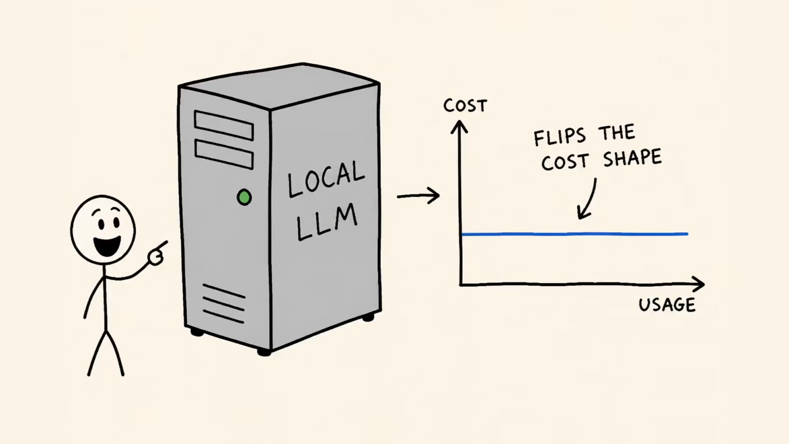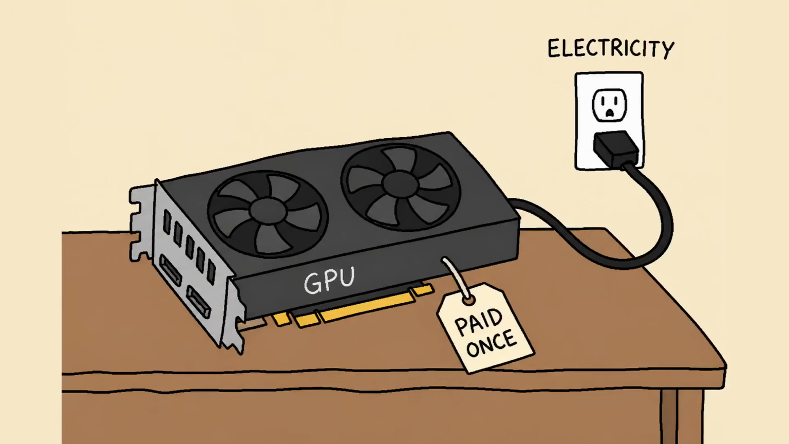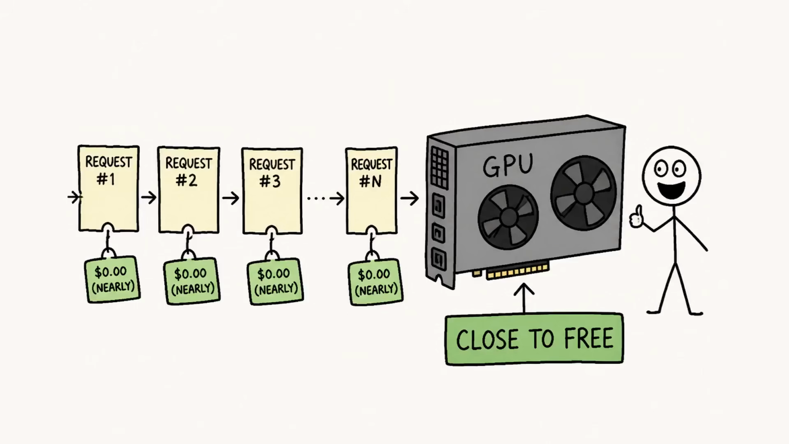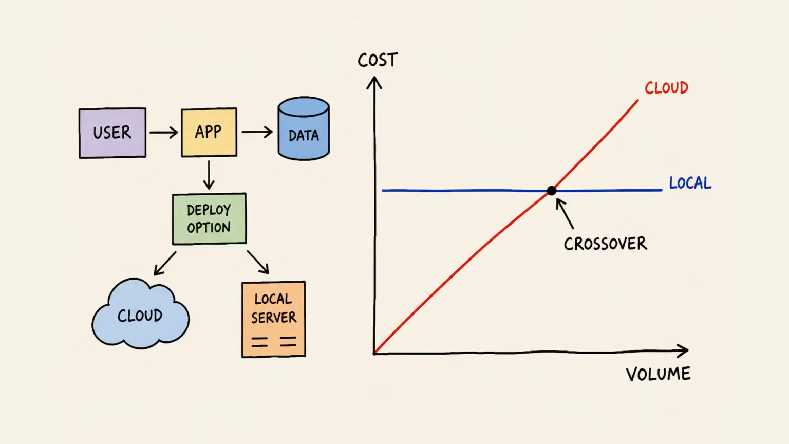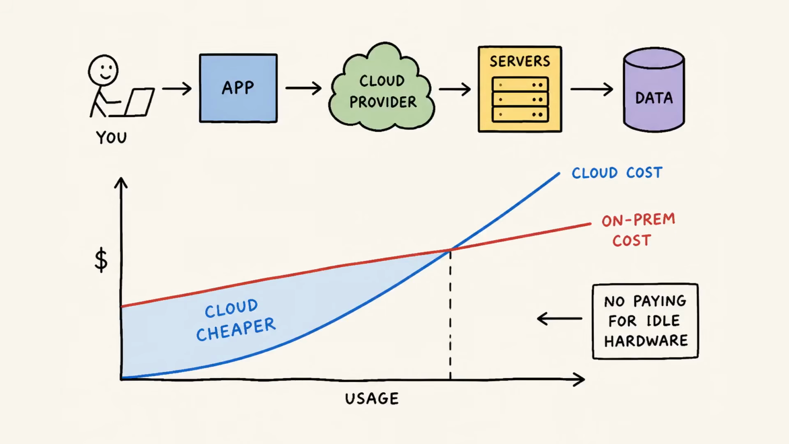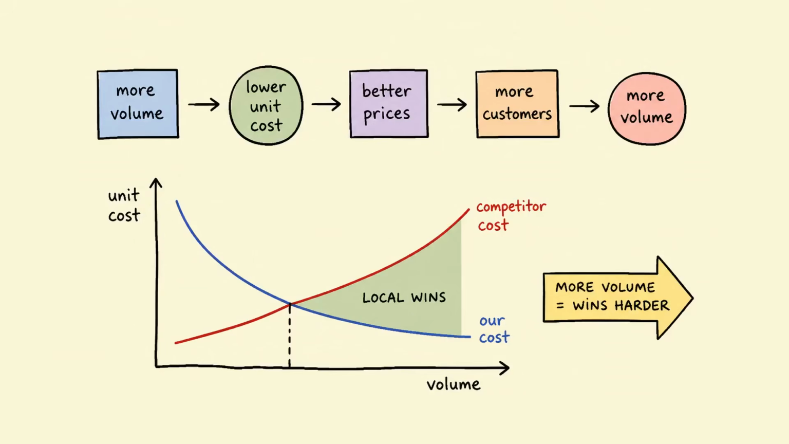A local LLM flips the shape of that whole cost. You buy a GPU once, you eat some electricity, and after that each request is close to free. High fixed cost, near zero marginal cost. Two completely different curves, and here's the thing, they cross. And that crossing, that's the whole game. Below the crossover point, cloud is cheaper, because you're not paying for idle hardware, right? Above it, local wins, and it just keeps winning harder the more volume you push.